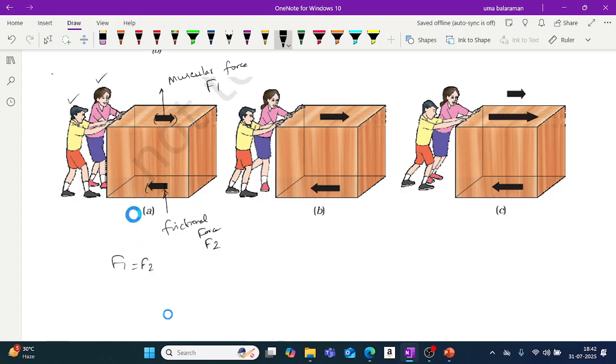Do you think the box will move? Net force is zero, no movement. The box is at rest, it will continue at rest. No movement. This is balanced force. Picture number 2. They are applying more muscular force. Frictional force is also more. Here also F1 is equal to F2. Balanced force. No movement.